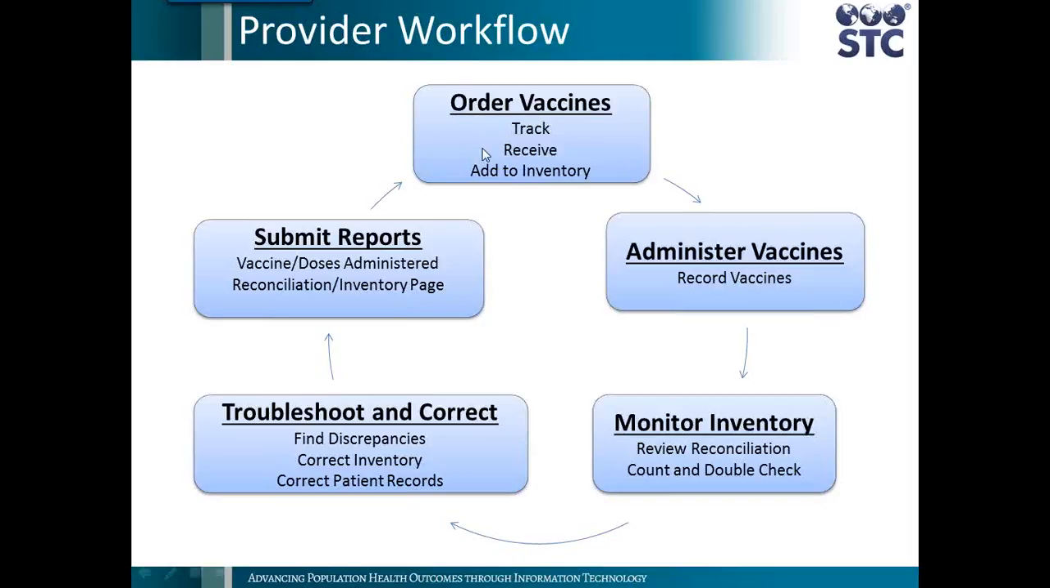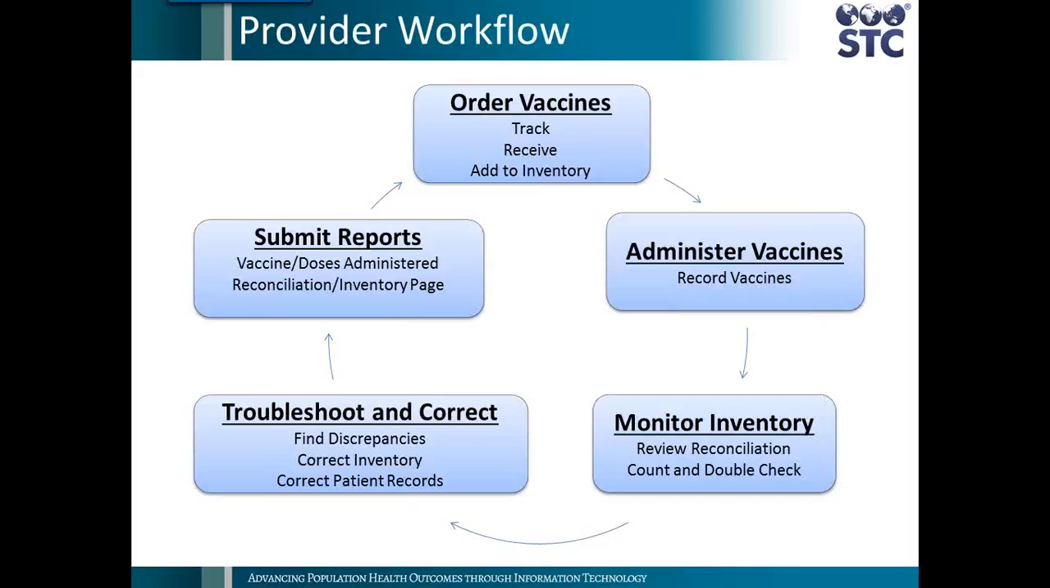So the provider workflow looks about like this. So it begins with, well, it's in a circle, so it could really begin with any one of these, but we'll just start up here with ordering vaccines. Just be sure that you're ordering your vaccines appropriately and getting the right amount of vaccine in your clinic. You don't want to have a whole bunch extra, and you don't want to have not enough for that month as well.